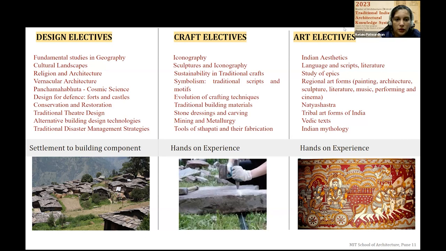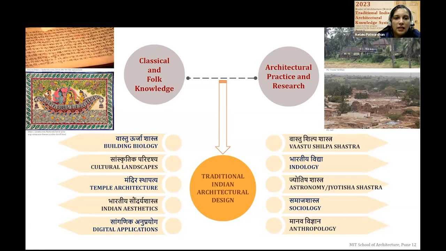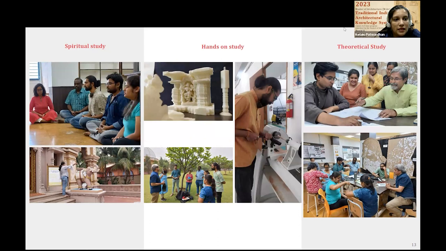Now, the idea over here is to actually bring together the classical and folk knowledge into the architectural practice and research, and then bringing these two streams together as traditional Indian architectural knowledge systems. Now, to do this, we are touching upon the streams like building biology, Vastu Shilpa Shastra, cultural landscapes, Indology, temple architecture, astronomy or Jyotisha Shastra, Indian aesthetics, sociology, digital applications, anthropology, and many more are building up as we are progressing ahead. These are the kind of works that we do in our studios. So basically, it is about spiritual study, hands-on study, and theoretical study. Most of the classes begin with a 10-minute meditation session, which is known as body quietening.